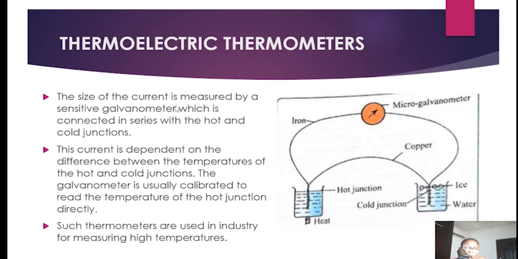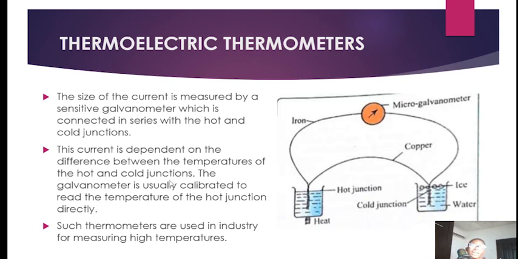So the size of the current is measured by a sensitive galvanometer, which is connected in series with the hot and cold junction, and you see the hot junction here, and the cold junction. The current is dependent on the difference between the temperatures of the hot and cold junction. The galvanometer is usually calibrated to read the temperature of the hot junction directly. Such thermometers are used in industries for measuring high temperature.